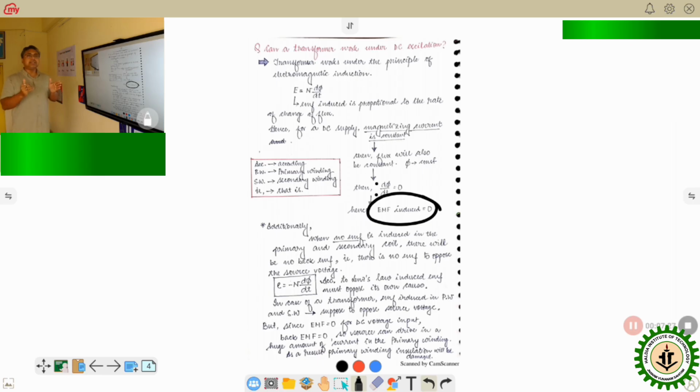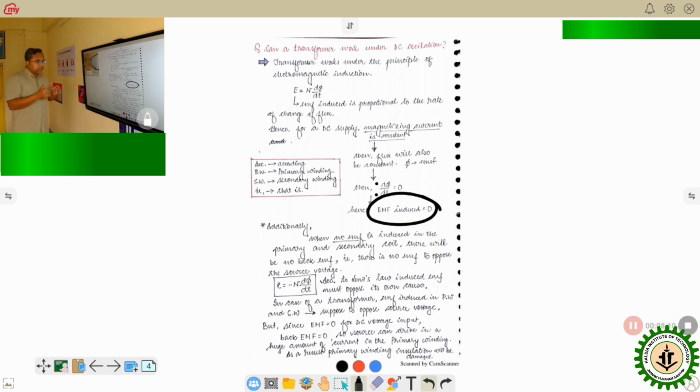So according to Lenz's law, what is the purpose of this induced voltage? According to Lenz's law, it will oppose its own cause. So E1 and E2, since these two are induced voltages in the primary and the secondary side, these two voltages will oppose the supply voltage. So what will happen? I have written that when no EMF is induced in the primary and secondary coil, there will be no back EMF. That means there is no EMF present on the primary and secondary side to oppose E1 or the supply voltage.